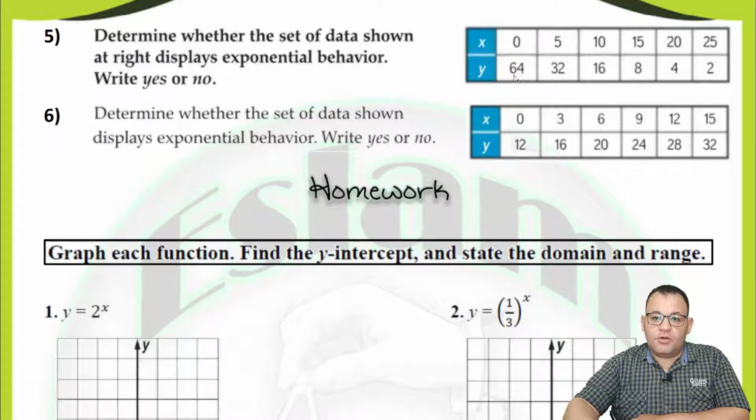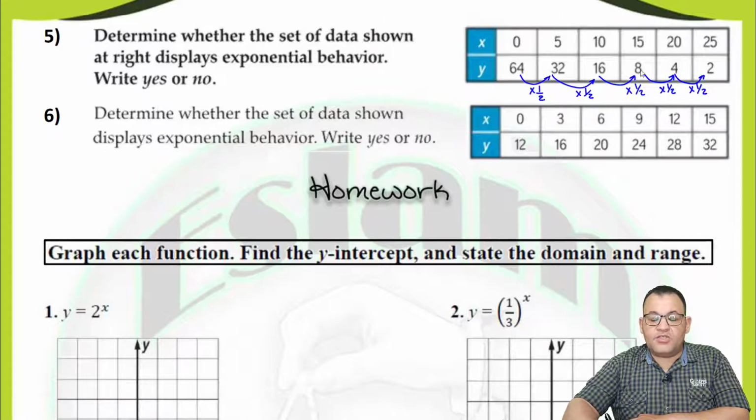Look at the relation now. Just look at y. You will find that 64 becomes 32. It means you multiply by 1 over 2. 32 becomes 16. You multiply by 1 over 2. Don't say divided by 2. Divided by 2 means multiplied by 1 over 2. 16 becomes 8, multiply by 1 over 2. 8 becomes 4, multiply by 1 over 2. 4 becomes 2, multiply by 1 over 2.